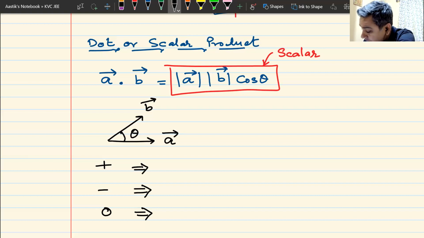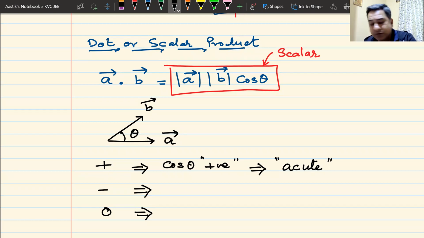It is positive if the value of cos theta is positive. When is cos theta positive? When theta lies in the first and fourth quadrant, or instead of calling it first and fourth quadrant, I will call it acute. When the angle between the vectors is acute, cos theta is positive and the dot product is positive.